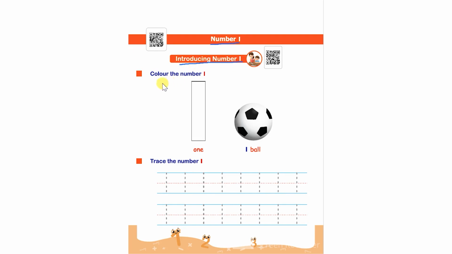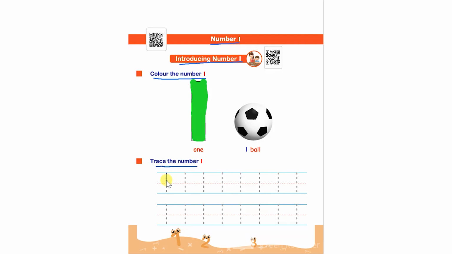Introducing number 1. Here the child has to color the number 1. So they can use crayons or pencil colors to do the same. After that, what they have to do is trace the number 1.